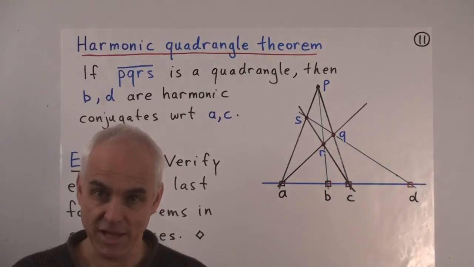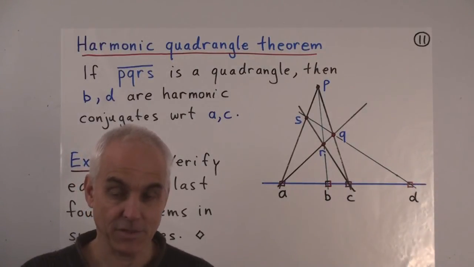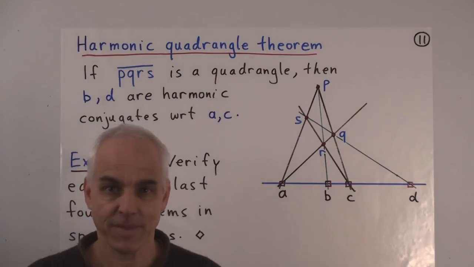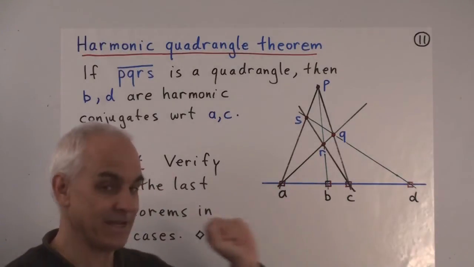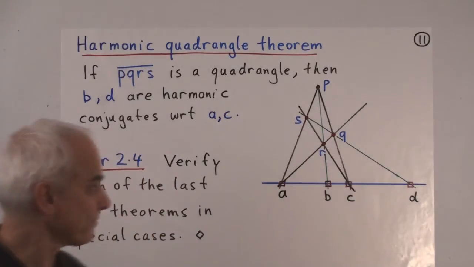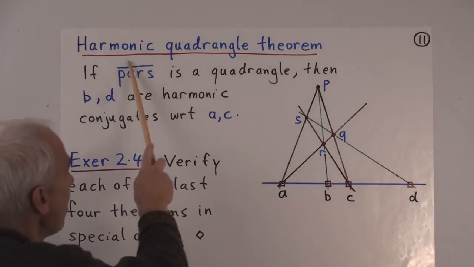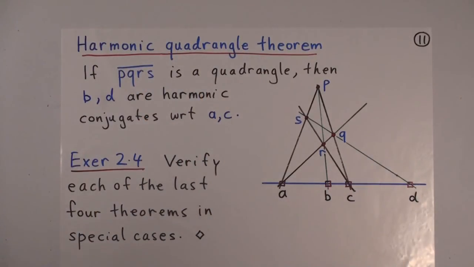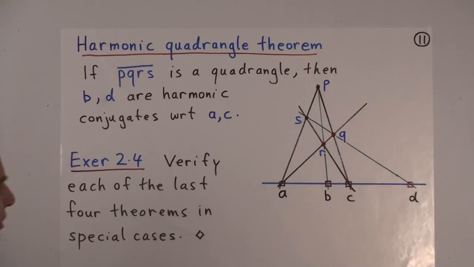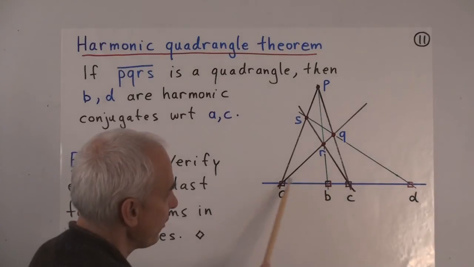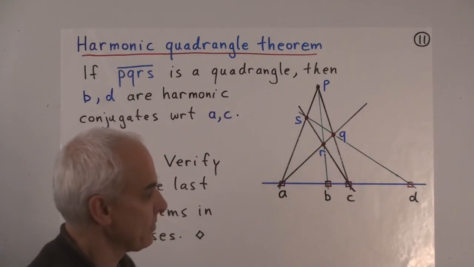So our last example today of a harmonic range of points is the one that's probably most familiar. It's a little bit complicated, but it's very important. You have to really understand, memorize this example. Okay, we'll state it as a theorem, the harmonic quadrangle theorem, which is my name for it, but it's a well-known fact. If PQRS is a quadrangle, so there's 4 points, no 3 of which are collinear, then these 4 points here, A, B, C, D, form a harmonic range.